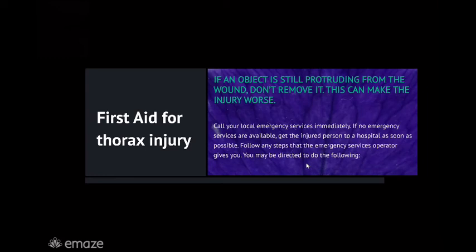Call your local emergency service immediately. If no emergency service is available, get the injured person to hospital as soon as possible. Follow any steps that the emergency service operator gives you. You may be directed to do the following.